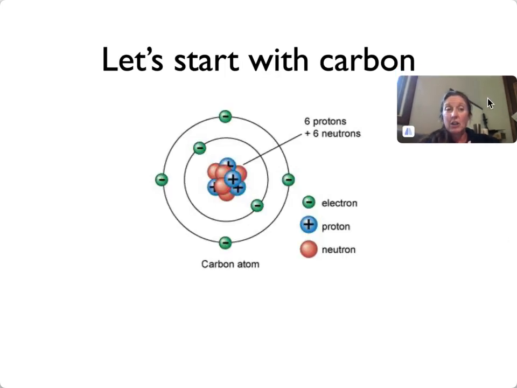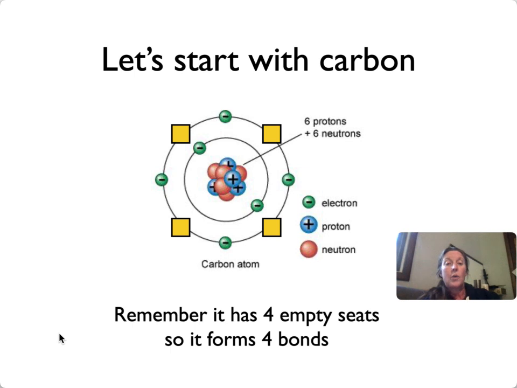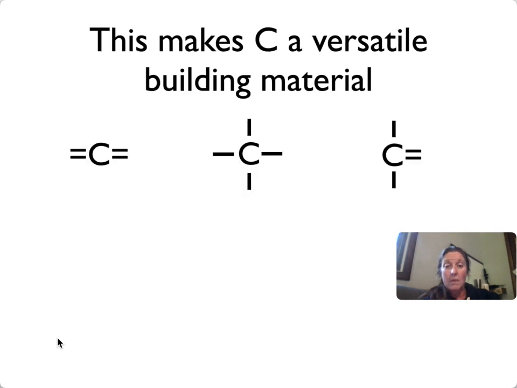So let's start by looking at carbon. If you remember, in terms of drawing an atom, you use the number of protons. In this case, carbon has 6 because it has the atomic number 6, to determine the number of electrons. So, the carbon atom has 6 electrons, and 2 of them go in this first shell, leaving 4 of them in the valence shell. Now, because that valence shell actually can hold 8 electrons, we say that carbon has 4 empty seats, and that means that it can form 4 bonds.